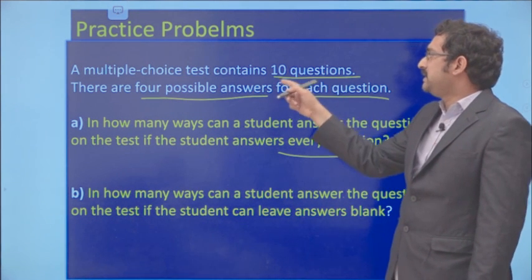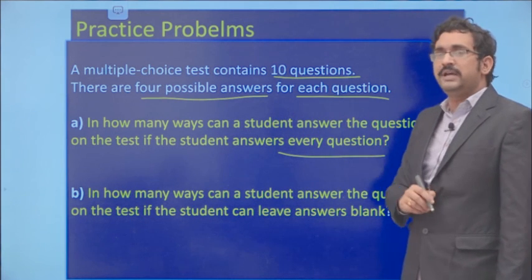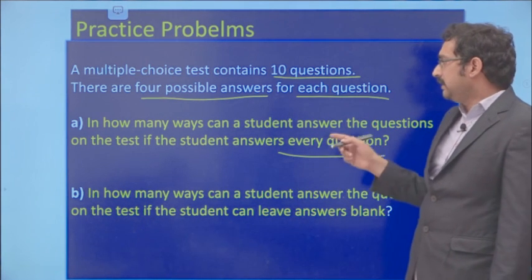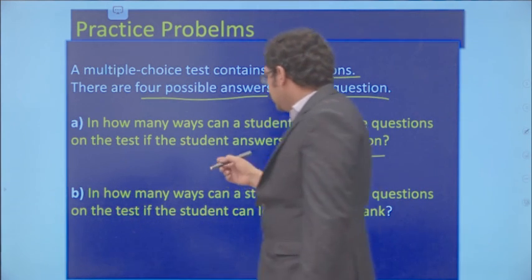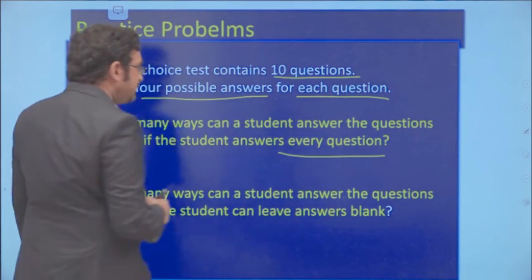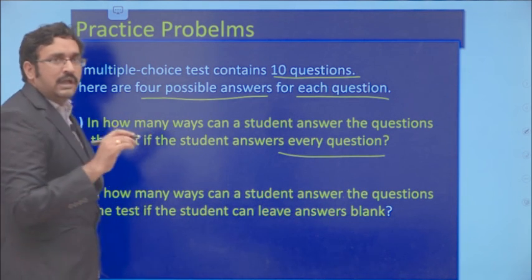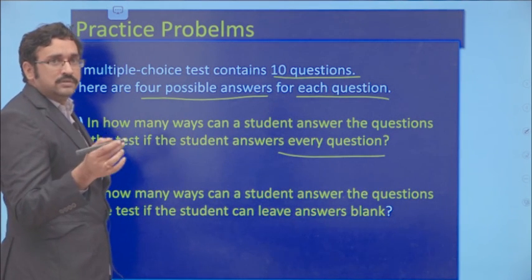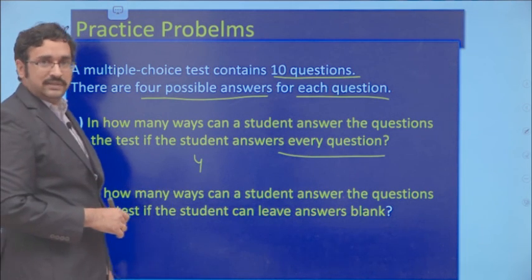So here the test contains 10 questions. For each question the student has 4 possibilities. In how many ways can a student answer the questions on the test if the student answers every question? For the first question, how many options are there? 4. So for the first question, there are 4 ways to answer that question.